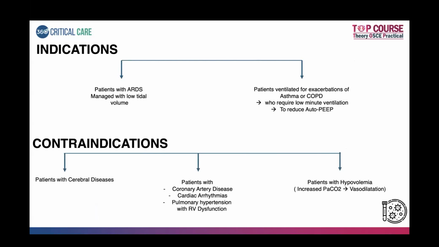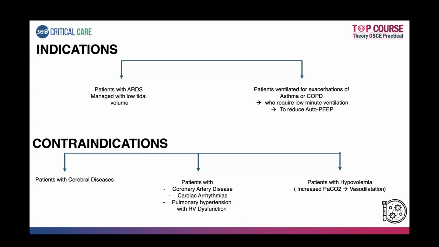And we also need to know what the contraindications are. Contraindications are patients with cerebral diseases, as we already know, because an increase in PaCO2 is ultimately going to lead to an increase in the intracerebral pressure, which is going to be more detrimental to brain function. We don't want that. So in this subset of patients, we do not want an increase in PaCO2.